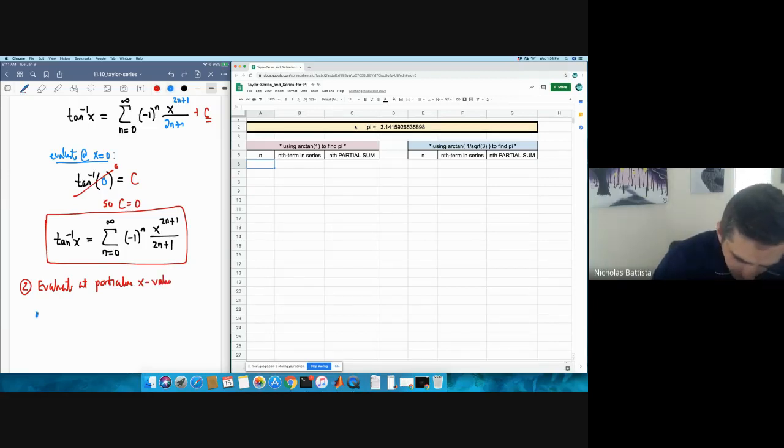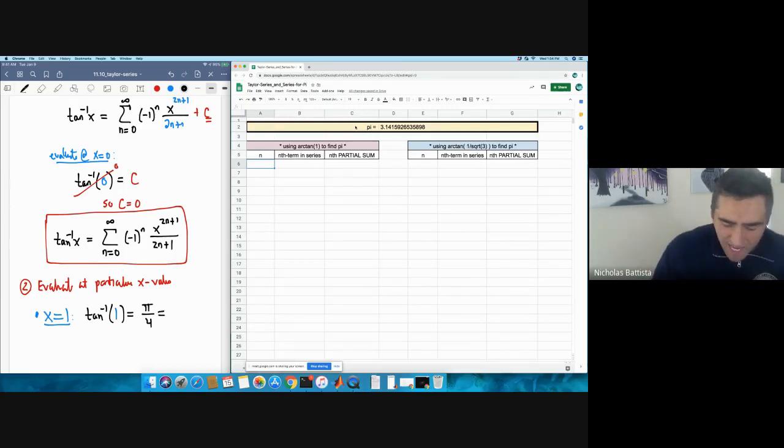And the first x value we can evaluate at is, well, x equals 1. And the reason we want to do that is we know the arctangent of 1 is equal to pi over 4. And now that we have that infinite series, we're just going to put x equals 1 into that infinite series. So we know that the arctangent of 1 written in the infinite series format is then just negative 1 to the n all over 2n plus 1.